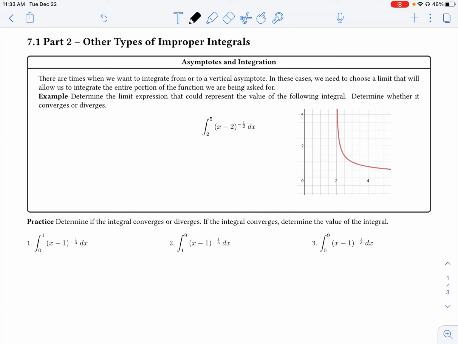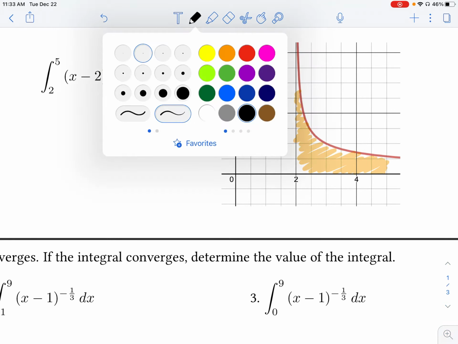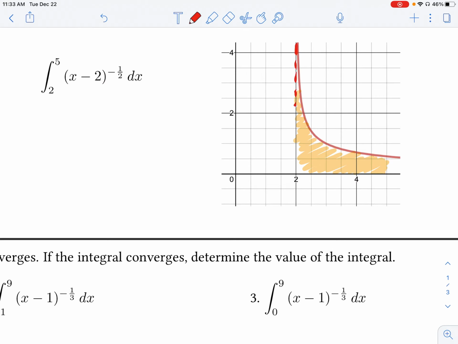We've got the integral of 1 over the square root of x minus 2. If we're integrating this from 2 to 5, let's think about what this is saying here. We're effectively trying to find the area underneath this curve from 2 all the way to 5. Now the problem is that we have a vertical asymptote here at 2.